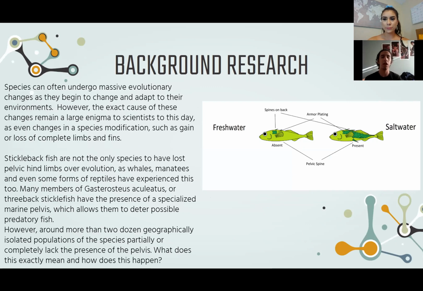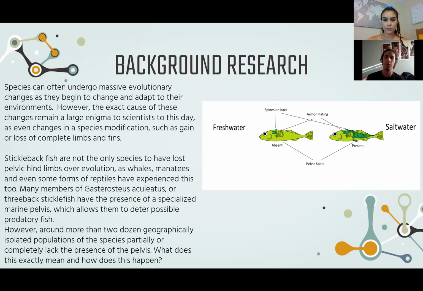Allow me to give you some background research on our experiments. Well, evolution is when species undergo massive evolutionary changes. They begin to change and adapt to their environments. The exact cause is still unknown to scientists even to this day, even though we may have a few good guesses on why this happens. Because even though species evolve over time, we also see that species modify, such as gain or lose limbs in the experience.